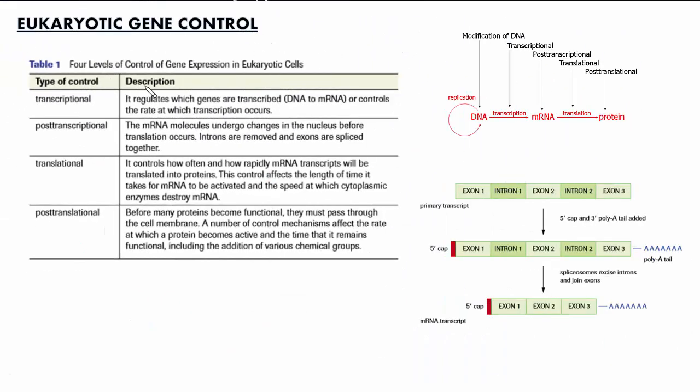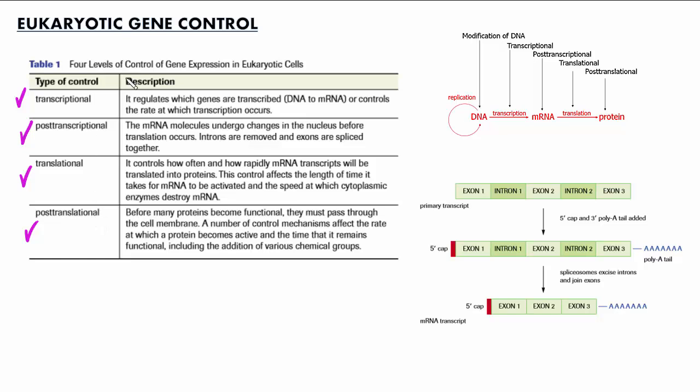Now, I know that this image is not going to be very clear. This comes from your textbook, and it is the 4 levels of control of gene expression in eukaryotic cells. This comes from the homework that I asked you to do, the printout sheet on eukaryotic gene control. There are 4 levels of control: transcriptional control, post-transcriptional, after transcription, translational, and post-translational, after translation.